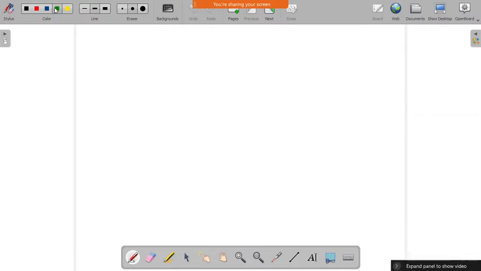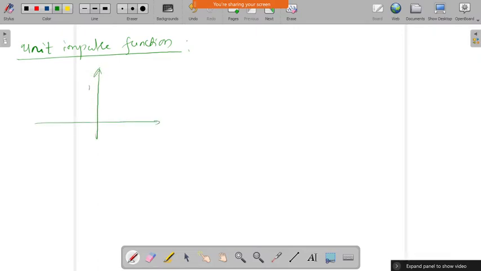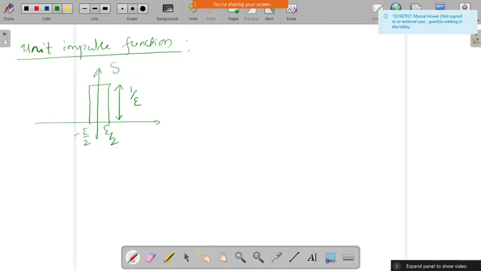Okay, so the unit impulse function. How can we define this unit impulse function? Let us take a pulse with an area from minus epsilon by 2 to plus epsilon by 2, and its height will be 1 over epsilon. Now this impulse function, which we can denote in continuous time as del of t.